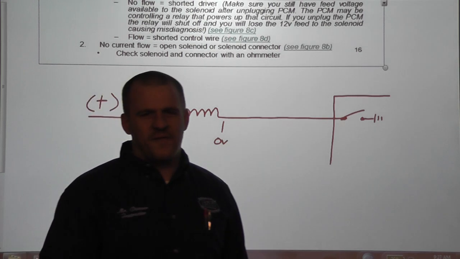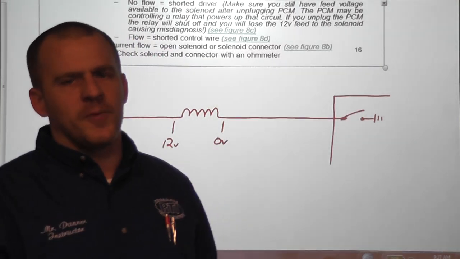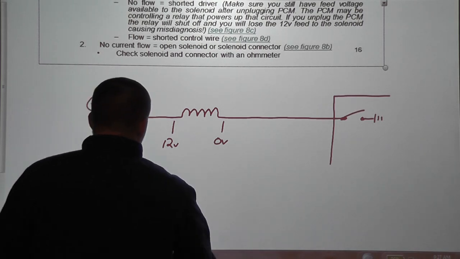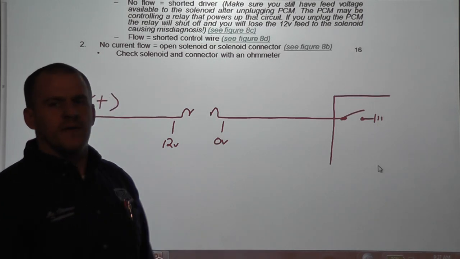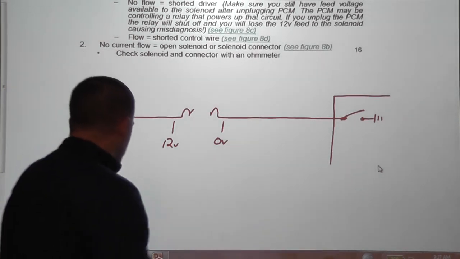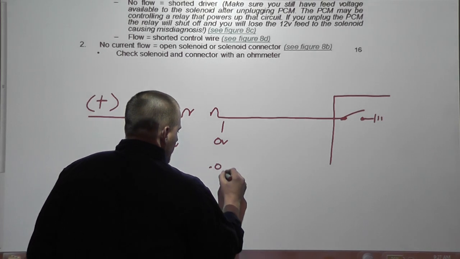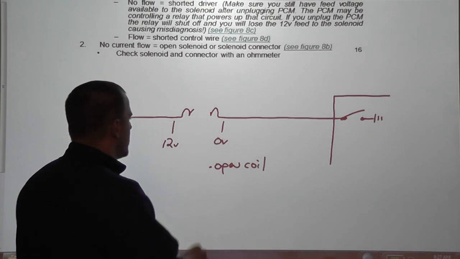There are basically 4 variables that we want to think about with this particular problem. One of them would be, and this one's pretty easy to visualize, an open in the coil of the solenoid itself would cause this condition. So that's one. I would put that as an open coil. An open coil would definitely be one of the conditions.